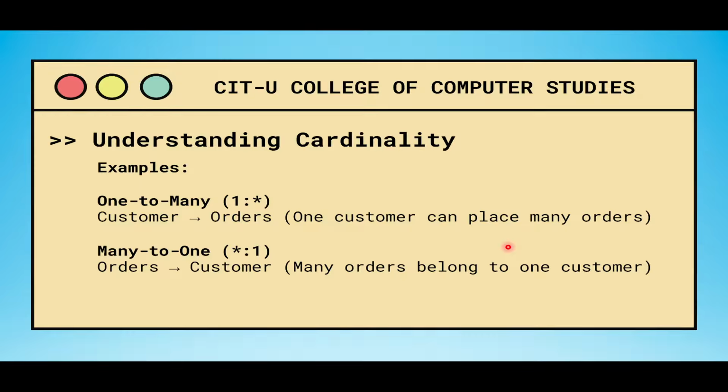Let's have an example for each cardinality. One to many, so customer to orders. One customer can place many orders, but orders, take note, can only have one specific customer. Di ba? You cannot have multiple persons for one order. So many to one, so orders, it's the opposite. Many orders belong to one customer.